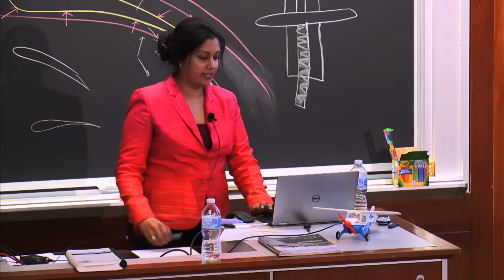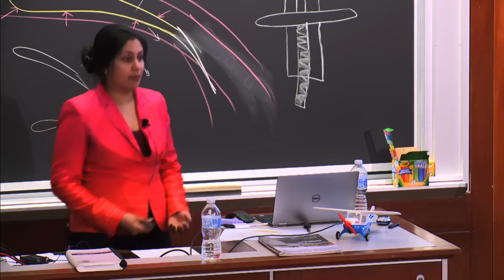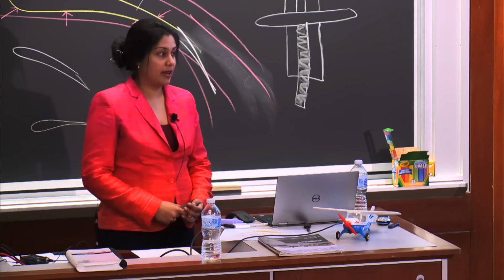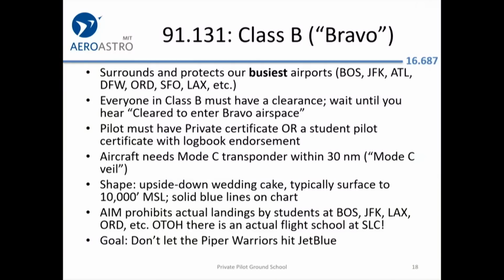Okay. The next is Class Bravo. This is a lot more relevant to something that you might encounter. So this is right around over here. It's right around Boston Logan Airport. We heard Meenakshi talk about her time talking to JFK, to Kennedy Tower, right around New York. All of the busy airports have Class Bravo. So the way to remember Bravo is busiest. So the busiest airports are Class Bravo. You actually have to have an explicit clearance to enter.